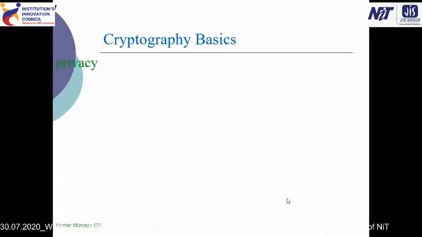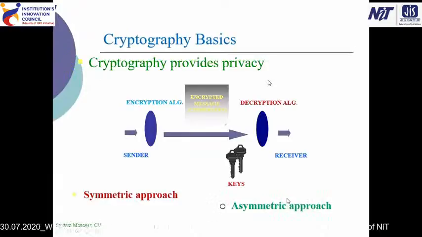This is the cryptography basics. Cryptography provides privacy: an encryption algorithm, an encrypted message, and a decryption algorithm, from sender to receiver. And key protection: this is the symmetric approach, the asymmetric approach, and the hybrid approach also here. Next.